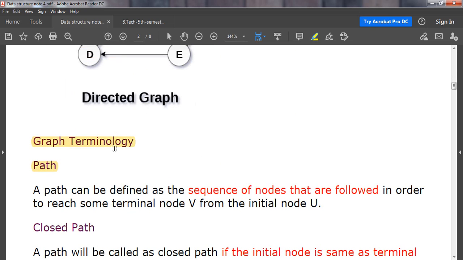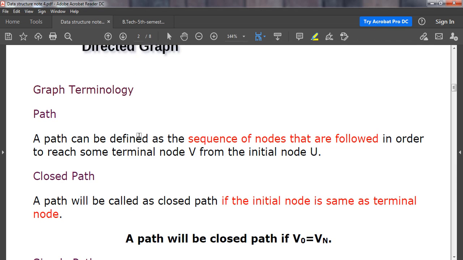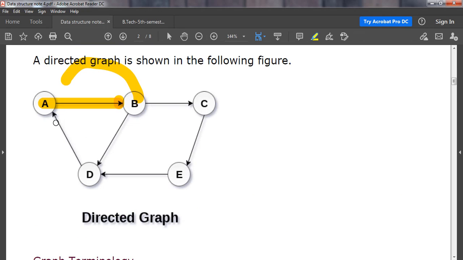Now there are a few terminologies that we need to know. The path. A path is defined as a sequence of nodes that are followed in order to reach some terminal node B from initial node A. So the path over here, this is the path. If I want to move from C to D, what is the path? From C to E to A. So this is my path.